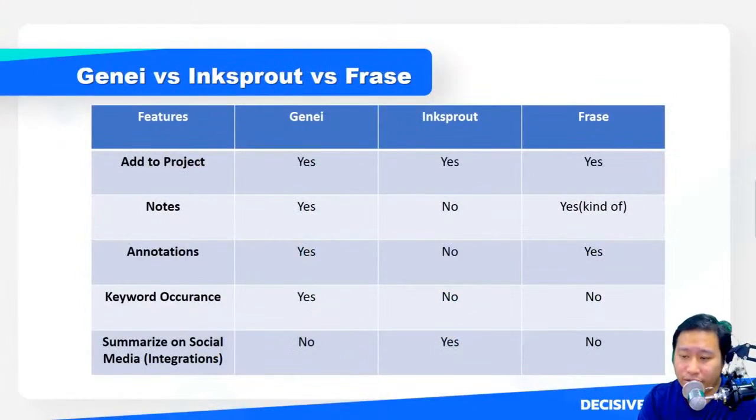So let's dive in. Okay, and I have done a very simple table here. This might not have covered every single feature out there, but I'm mainly just comparing the article summarizer function. So we've got Genie, Inksprout, and Phrase right here. Genie has an add to project feature. Same for Inksprout and Phrase. Let me show you.